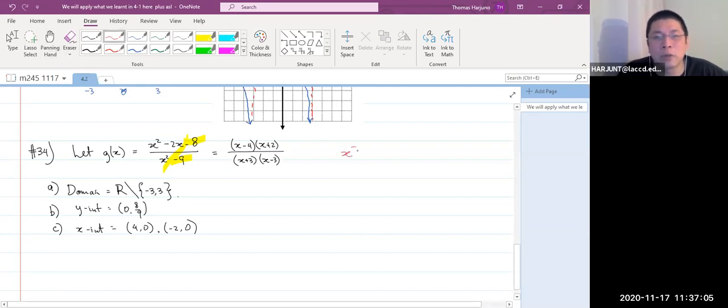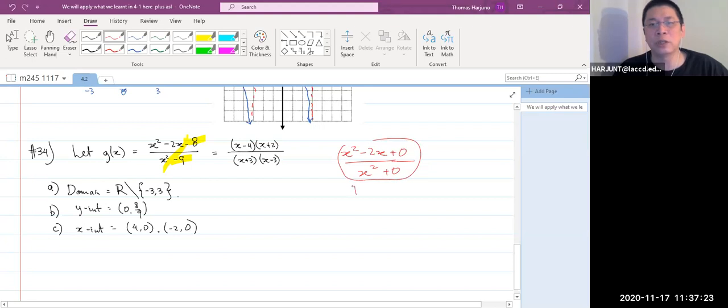Suppose you have x squared minus 2x over x squared, right? If the 8 and 9 are not there, implicitly the constant is 0. So what happens if the constant is not there? The constant is always there, you just don't see it if it's 0. But if you have this situation, you will see the domain will be all real numbers except 0. So 0 is not in the domain, and automatically there's no y-intercept. That's if you have 0 over 0.